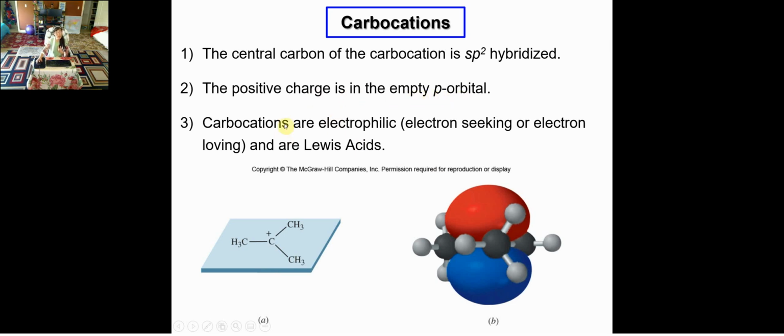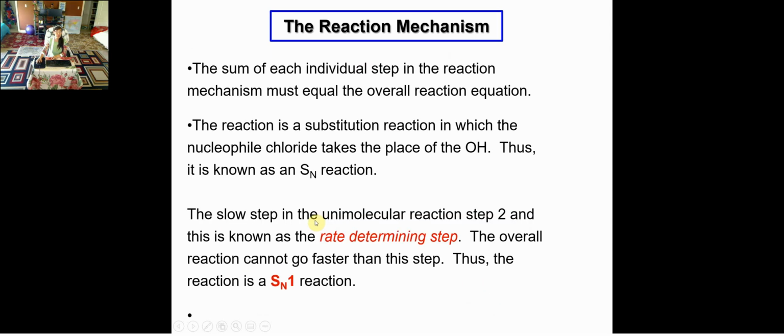Because the carbocation has fewer electrons, it is going to seek electrons. You call it an electrophile, loving electrons, because it needs to accept electrons. So you call this carbocation a Lewis acid. Remember AA, acid accepts electrons. So that's essentially the nature of the carbocation.